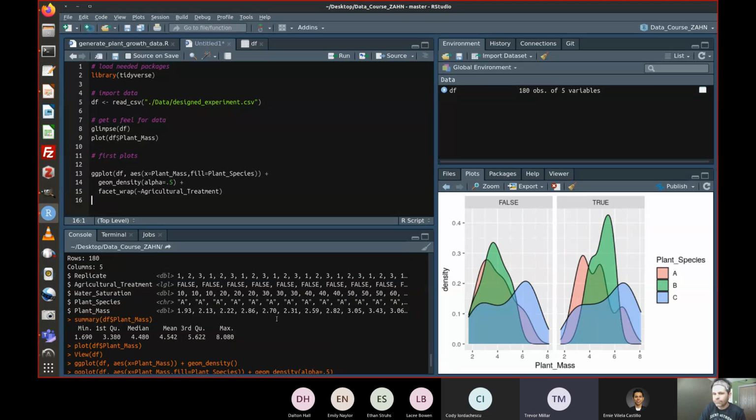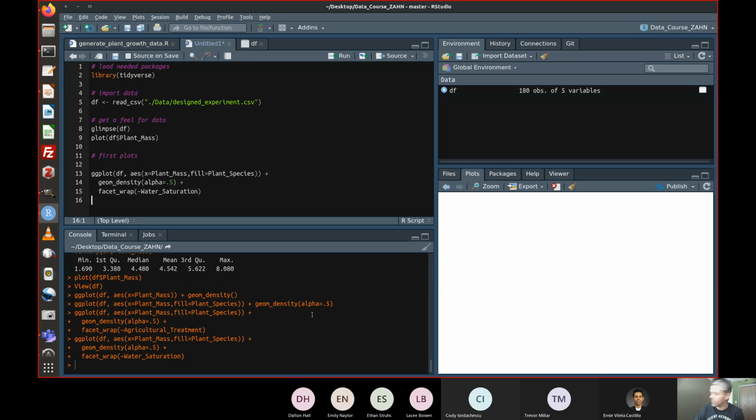Water saturation. Yeah, that was something we set deliberately. 10 different levels of water saturation. How would we show this? Could you facet wrap it as a function of water treatment, water saturation? Sure. It's going to be a lot more facets.